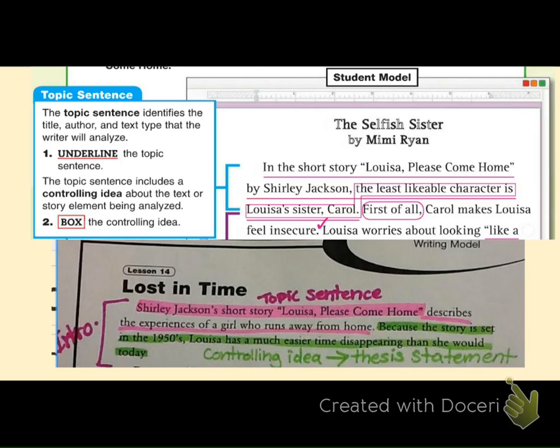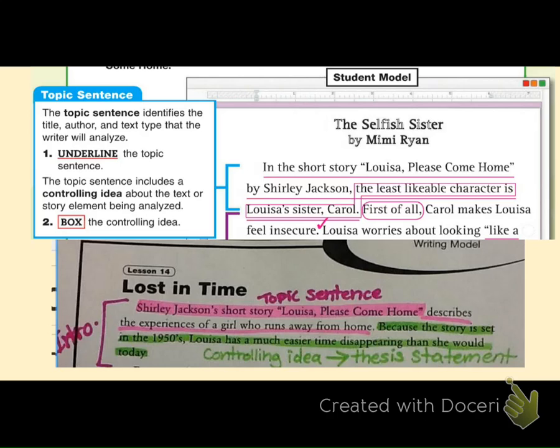So they gave us a quick recap to let us know what the story was about, but we didn't quite get to the controlling idea or thesis statement yet. Down in the green is where our thesis statement is shown. Because the story is set in the 1950s, Louisa has a much easier time disappearing than she would today. That's our opinion statement. Remember, that's what we call the boss. And that's our controlling idea.